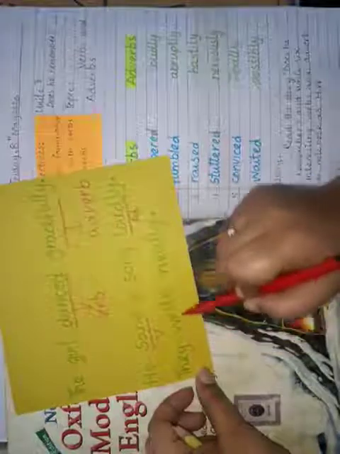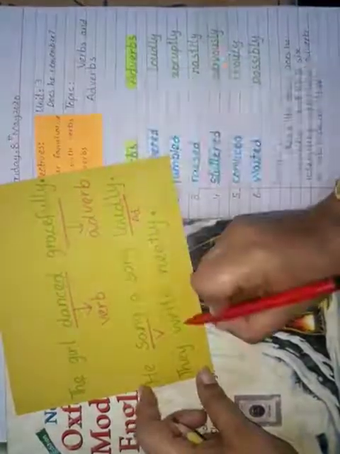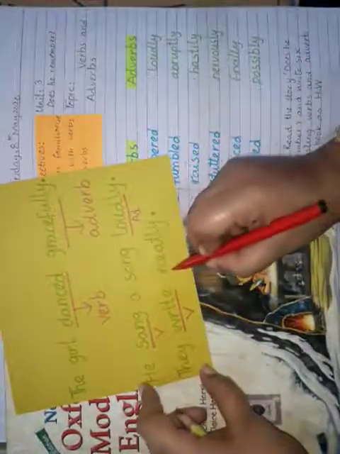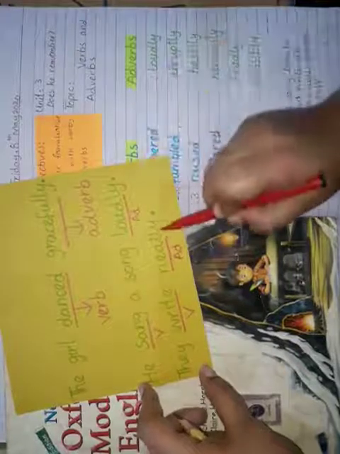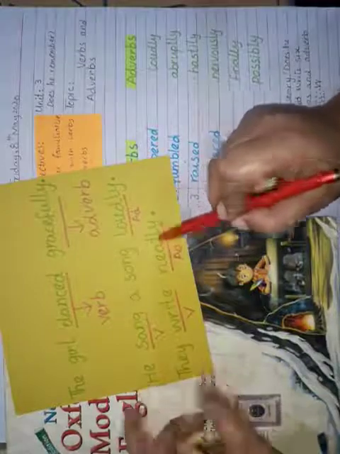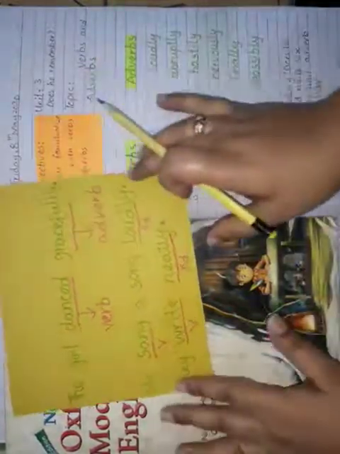Next we have, they write neatly. First, let's identify what is the verb in this sentence. Alright, let's mark the verb first. Write is the verb, and neatly, this is the adverb. And again, neatly is ending with ly, you see this? So most of the adverbs end with ly sound. So that's how we have marked verb and adverb in these sentences.